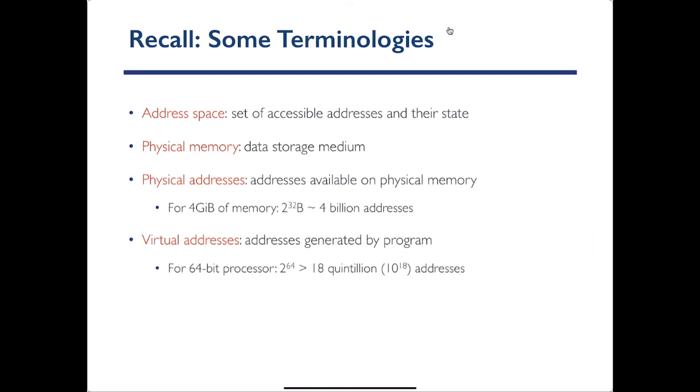Physical memory is a data storage that you have in your system, and physical address is the address space for your physical memory. So if you have 4 gigabytes, let's say, of physical memory, that means that you have 2 to 32 addressable bytes. Virtual address space is the address that your programs produce. And if you have a 64-bit system, that means that you can produce the number that we saw in the previous slide. I think it was 16 exabytes of memory.